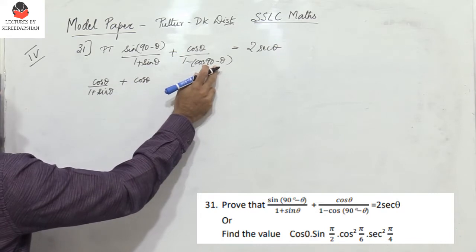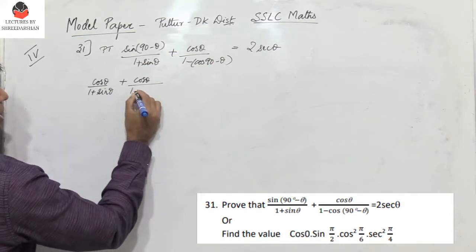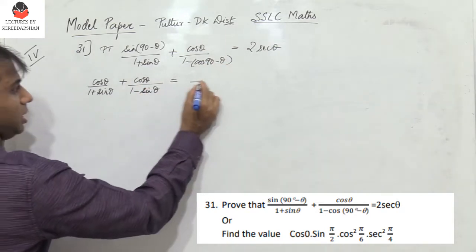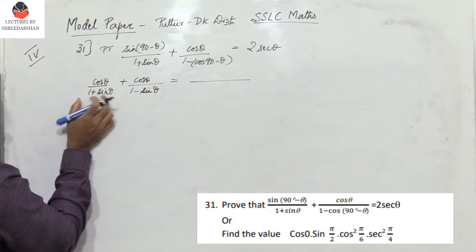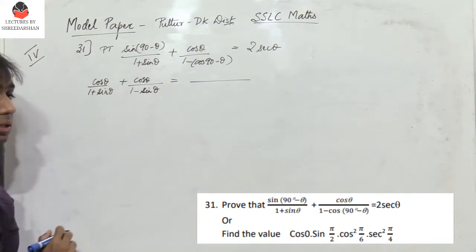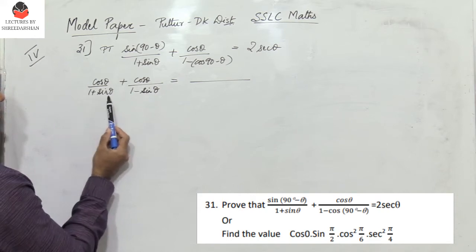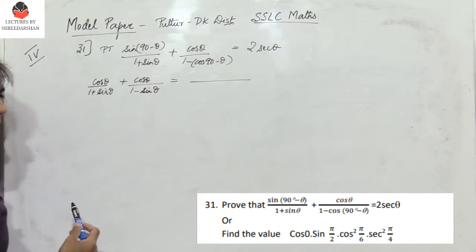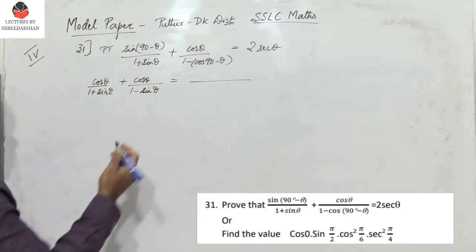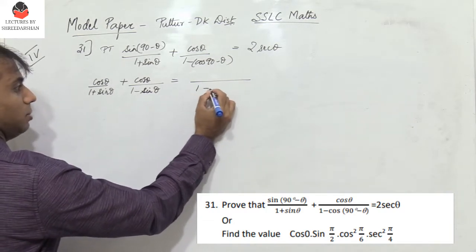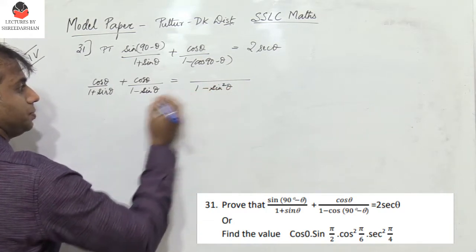Now what is cos 90 minus theta? It is sine theta. So I have 1 minus sine theta. So now let me take the LCM. So when I take the LCM, it is 1 plus sine theta into 1 minus sine theta. So remember, this is of the form a plus b into a minus b, which is a square minus b square. So I can write it as 1 square, which is 1 minus sine square theta.